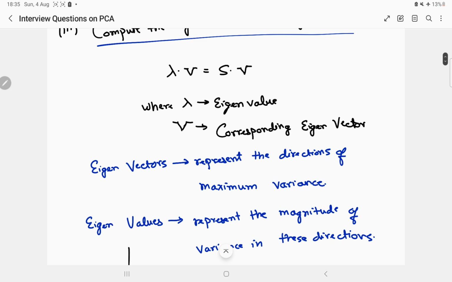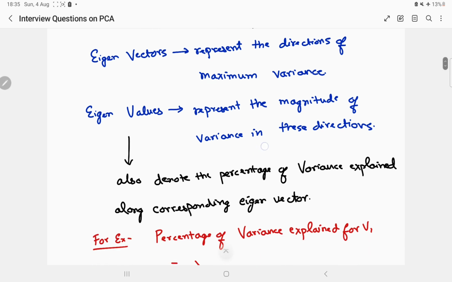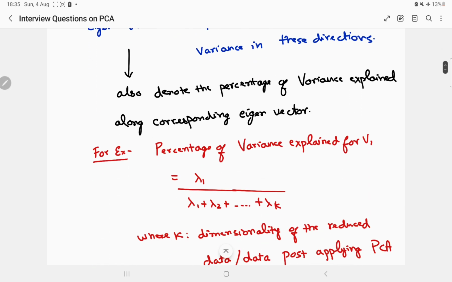And what these would represent is, the eigenvectors would represent the directions of the maximum variance. And remember, when we are doing PCA, our goal is to find the directions, or the principal components, which maximize the variance, and the eigenvalues would represent the magnitude of variance in these directions. These eigenvalues would also denote the percentage of variance explained along the corresponding eigenvector.